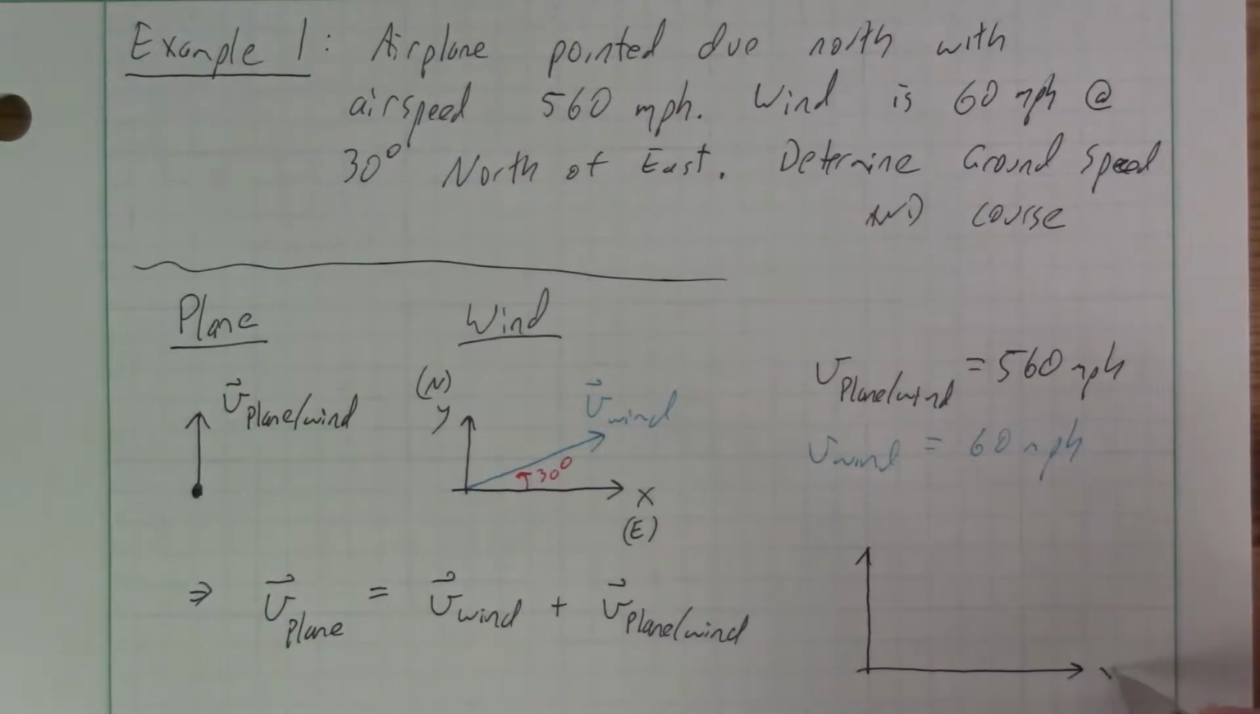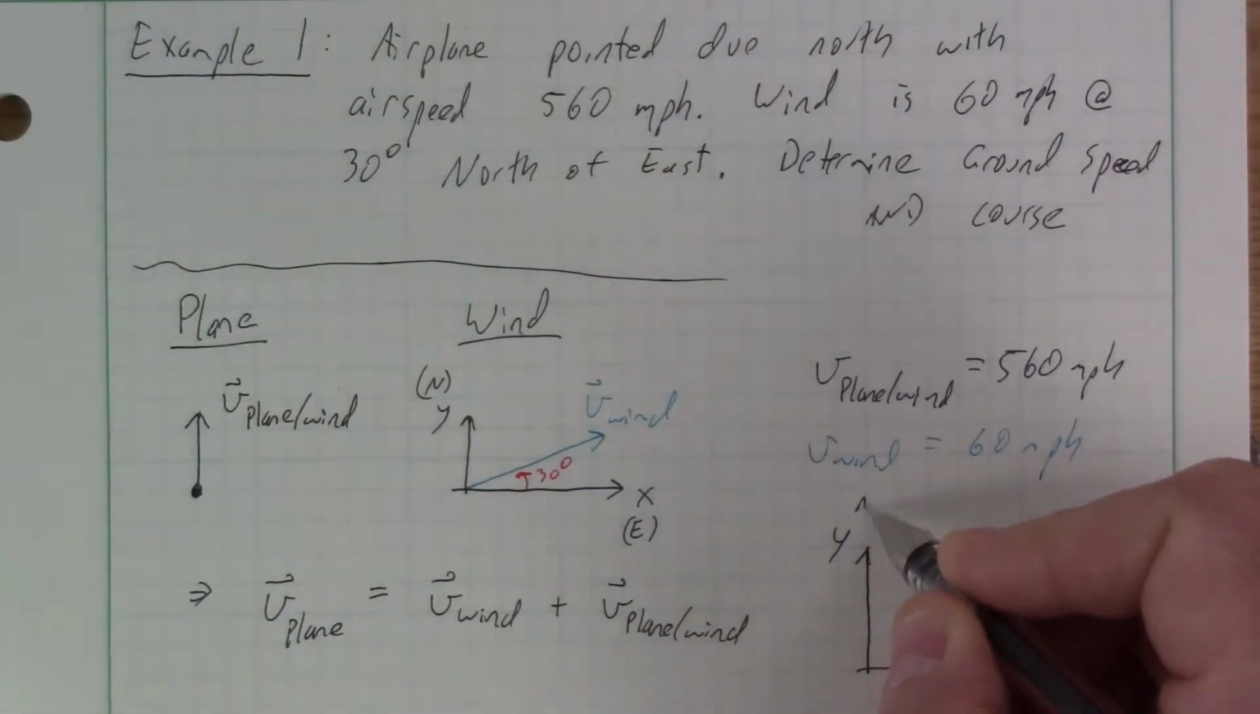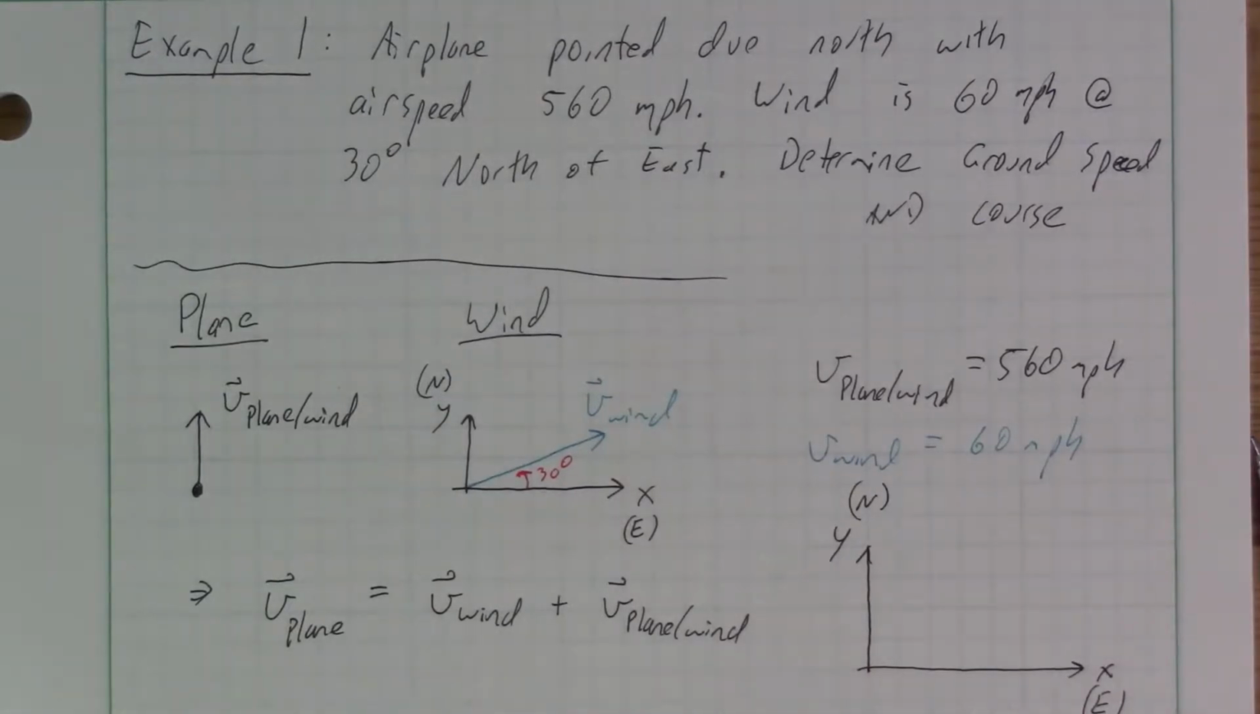Okay, so again, this would be x and y, or east and north. Okay, let's write it like this. North of east. Yeah, that's right. Okay, course. Actually, I need to be more careful with what the course is. Okay, we'll come back to that.